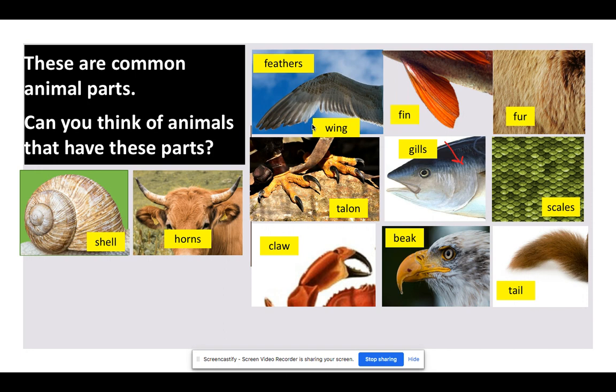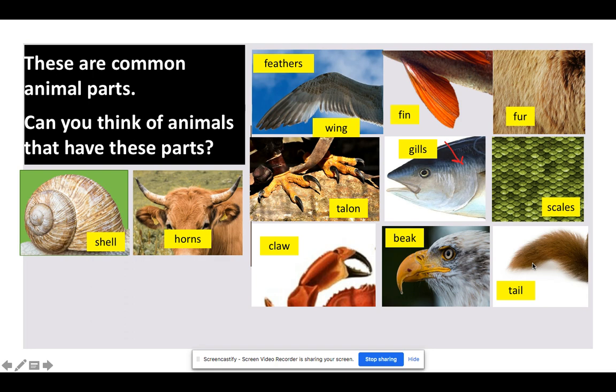So here is a slide which shows many of the common animal body parts. Now, it doesn't mean that every animal has these, but these are some common external body parts that we would be talking about. A lot of animals have shells. A lot of animals have horns. A lot of animals have feathers or wings or fins or fur or scales or gills or talons. Some have claws, beaks, and tails.